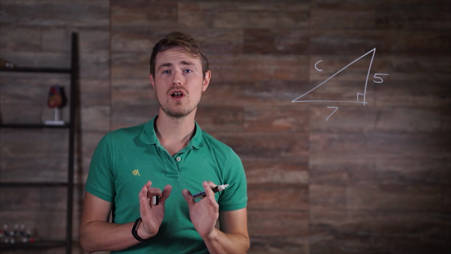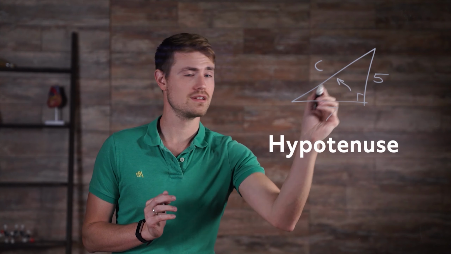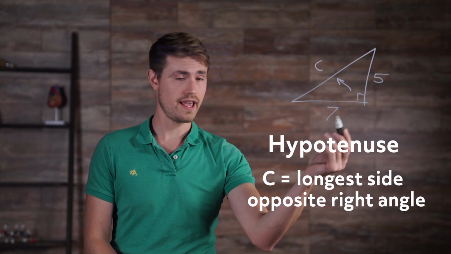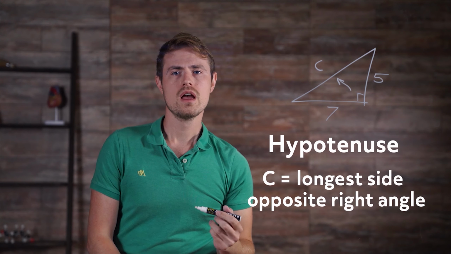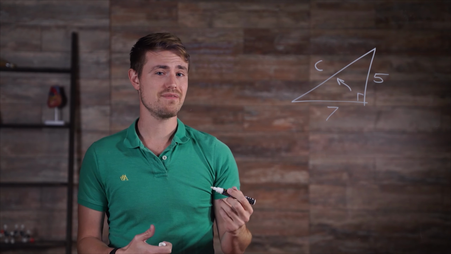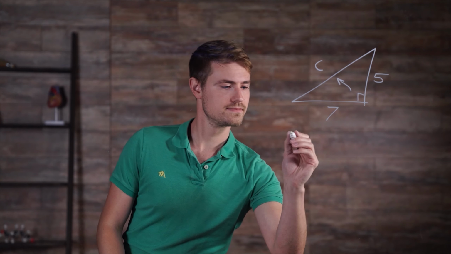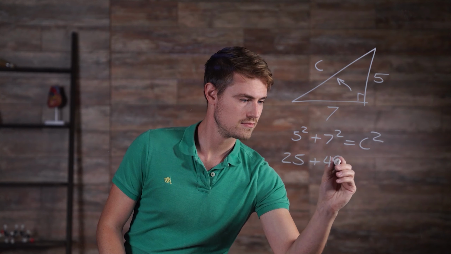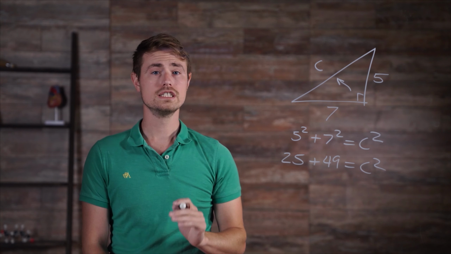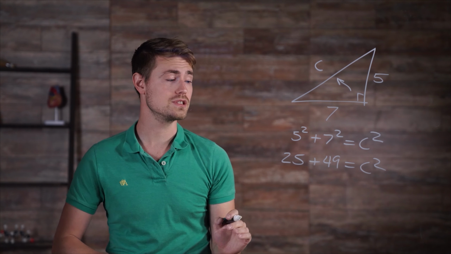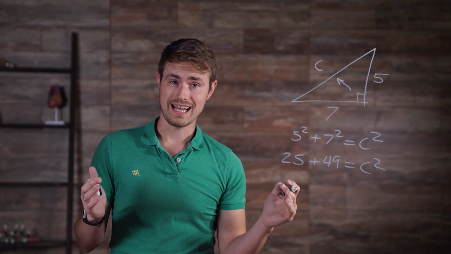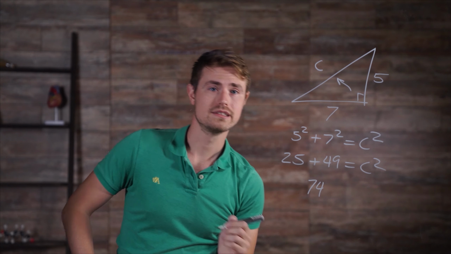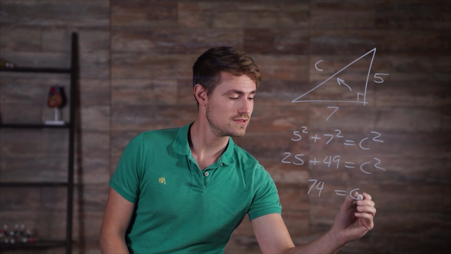Once again, we're solving for the hypotenuse, the longest side, which is opposite the 90-degree or right angle. This is length c. When we plug in 5 and 7 for a and b, we get 25 plus 49 is equal to c squared. So let's add 25 and 49 to get 74, which is equal to c squared.